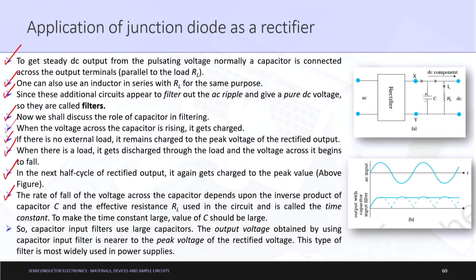So, what they are saying is that the rate of fall of the voltage across the capacitor depends upon the inverse product of capacitor C and the effective resistance RL used in the circuit, and is called the time constant. So, this RC is called the time constant.